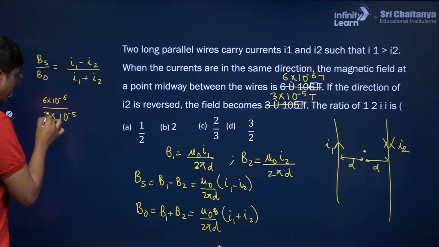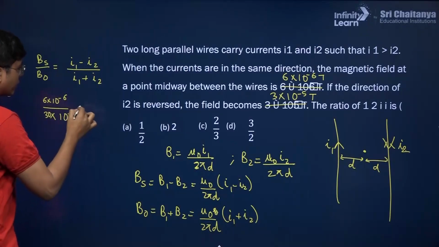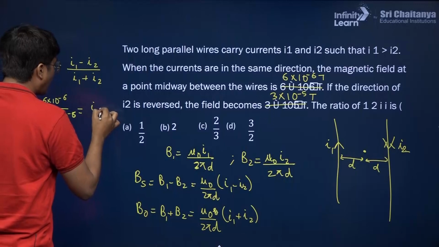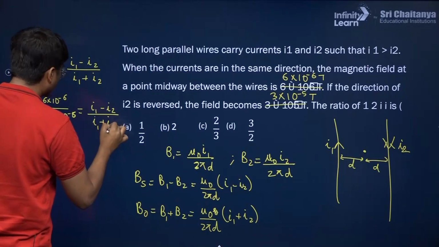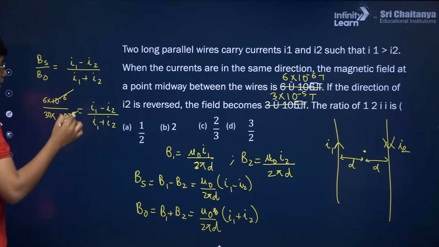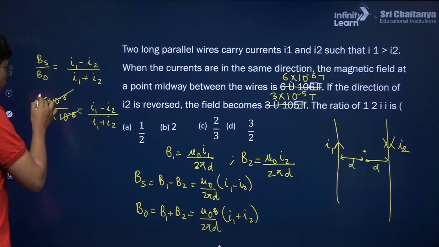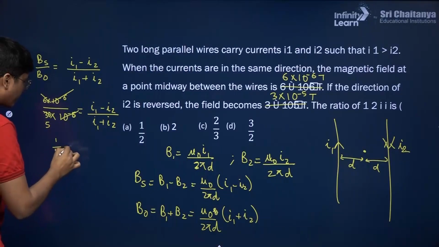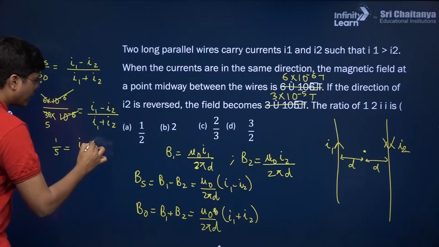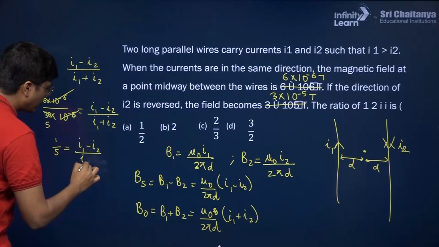Right? Or I can write it as 30 into 10 to the power minus 6. That is equal to (I1 minus I2) divided by (I1 plus I2). Now 10 to the power minus 6 cancels out. That is why I wrote it in that form. This gives me 5. So 1 by 5 is equal to (I1 minus I2) divided by (I1 plus I2).